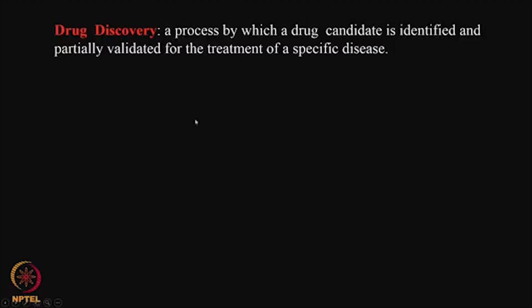So as I said, partially validated, because it becomes a drug only after it gets approval from the FDA, that is the Food and Drug Administration of USA. In order to get approval you need to go through all the various preclinical trials involving animals and then human volunteer trials. So until then it is called a lead molecule.